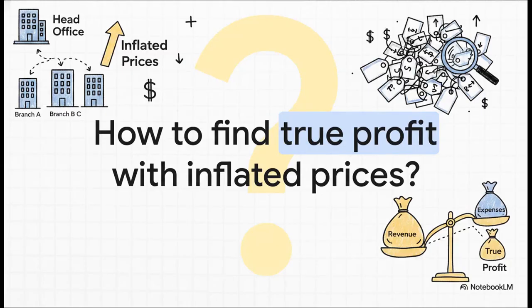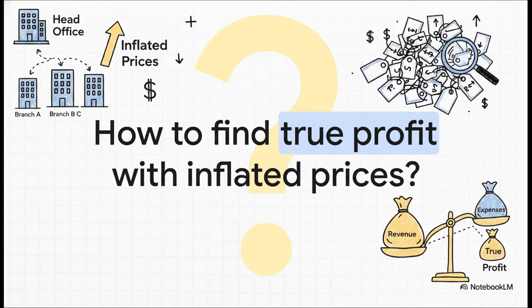So here's the big question. How do you find the true profit when prices are artificially inflated? I mean, this is literally the central conflict of the stock and debtor system. Imagine you've got a head office running several dependent branches. The branch managers out there are doing the daily grind, right? Moving inventory, tracking sales. But the inventory numbers they're looking at, they've been deliberately altered.